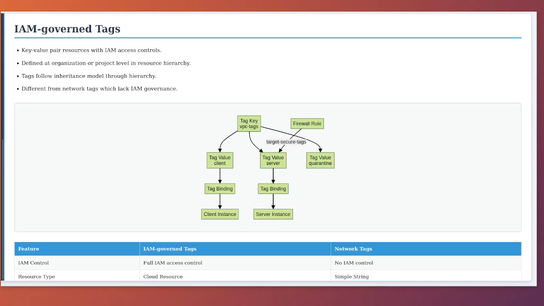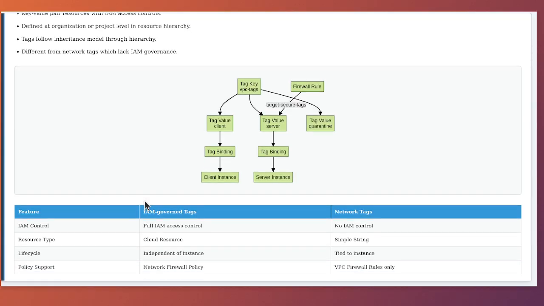An important characteristic of tags is that they follow Google Cloud's inheritance resource model. Tags and their values are passed down through the resource hierarchy from parent to child resources. This means you can create tags in one place and use them throughout your folders and projects.